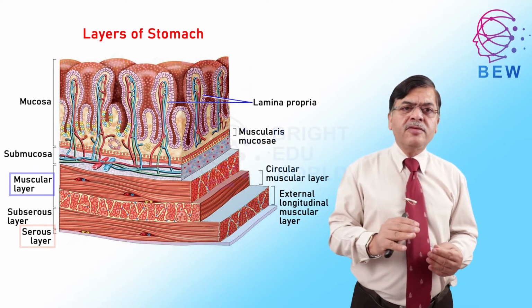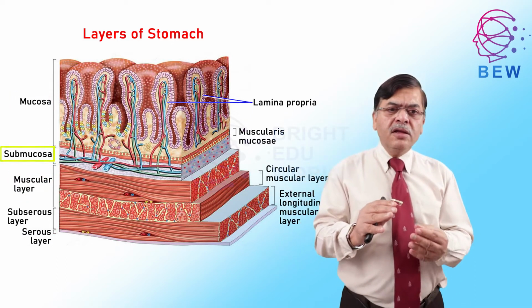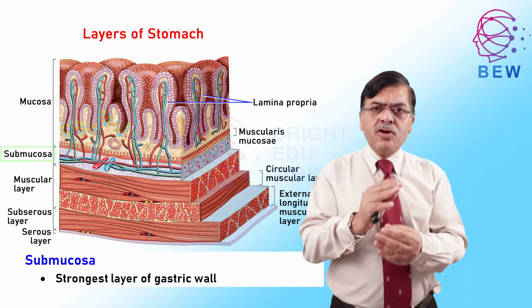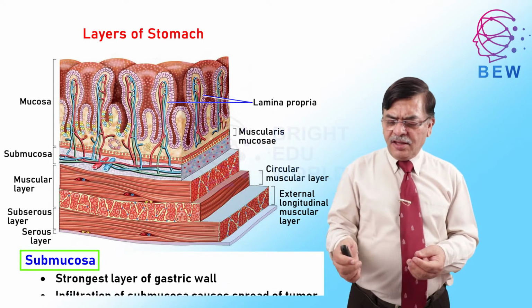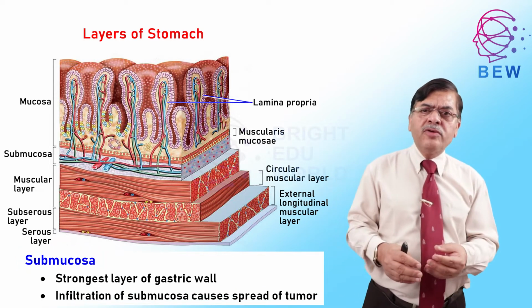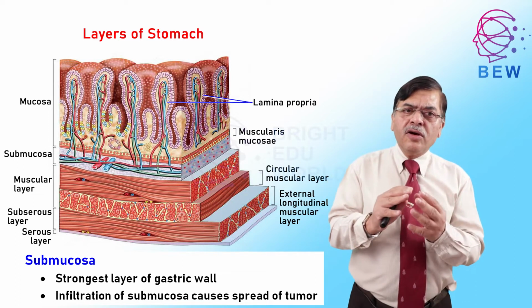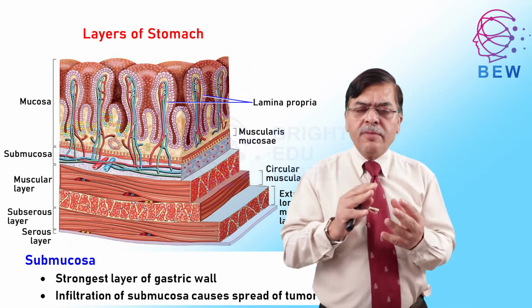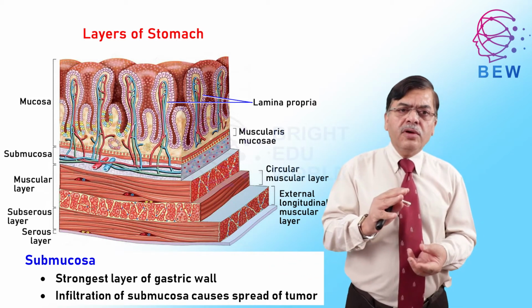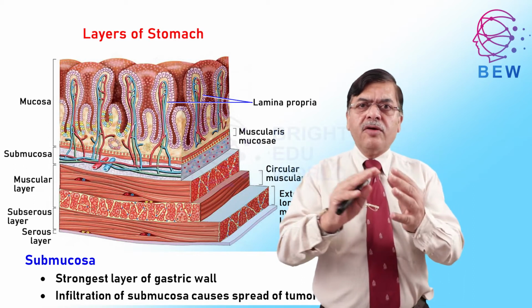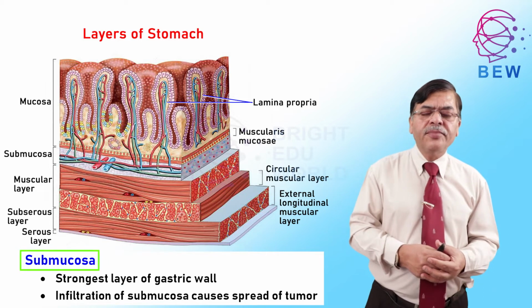And out of all these layers which I described, the serosa, muscularis propria, mucosa and submucosa, the strongest layer is the submucosa, and it is the infiltration of this submucosa that causes a tumor or a malignancy to spread. So we should remember that out of all these layers, the strongest layer is submucosa.